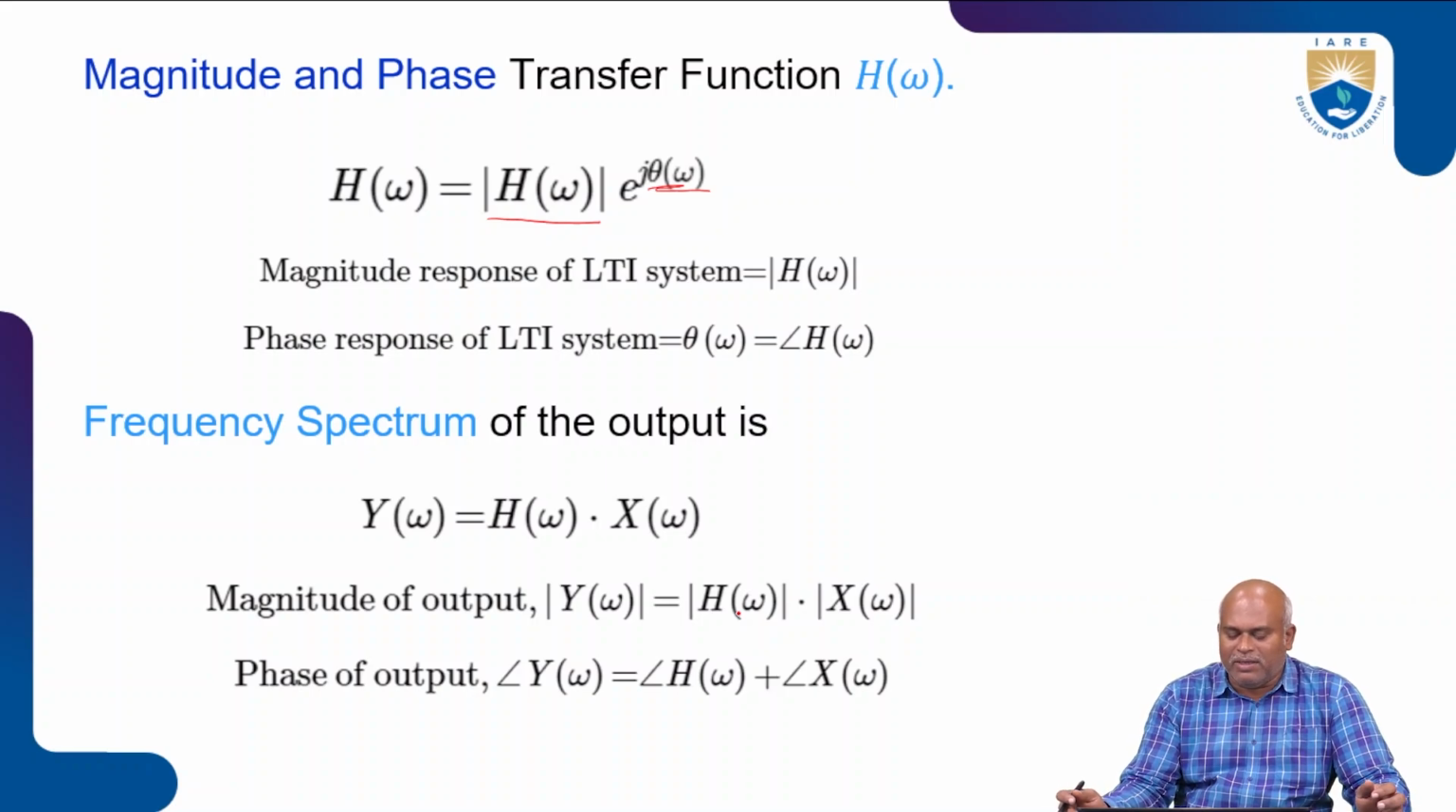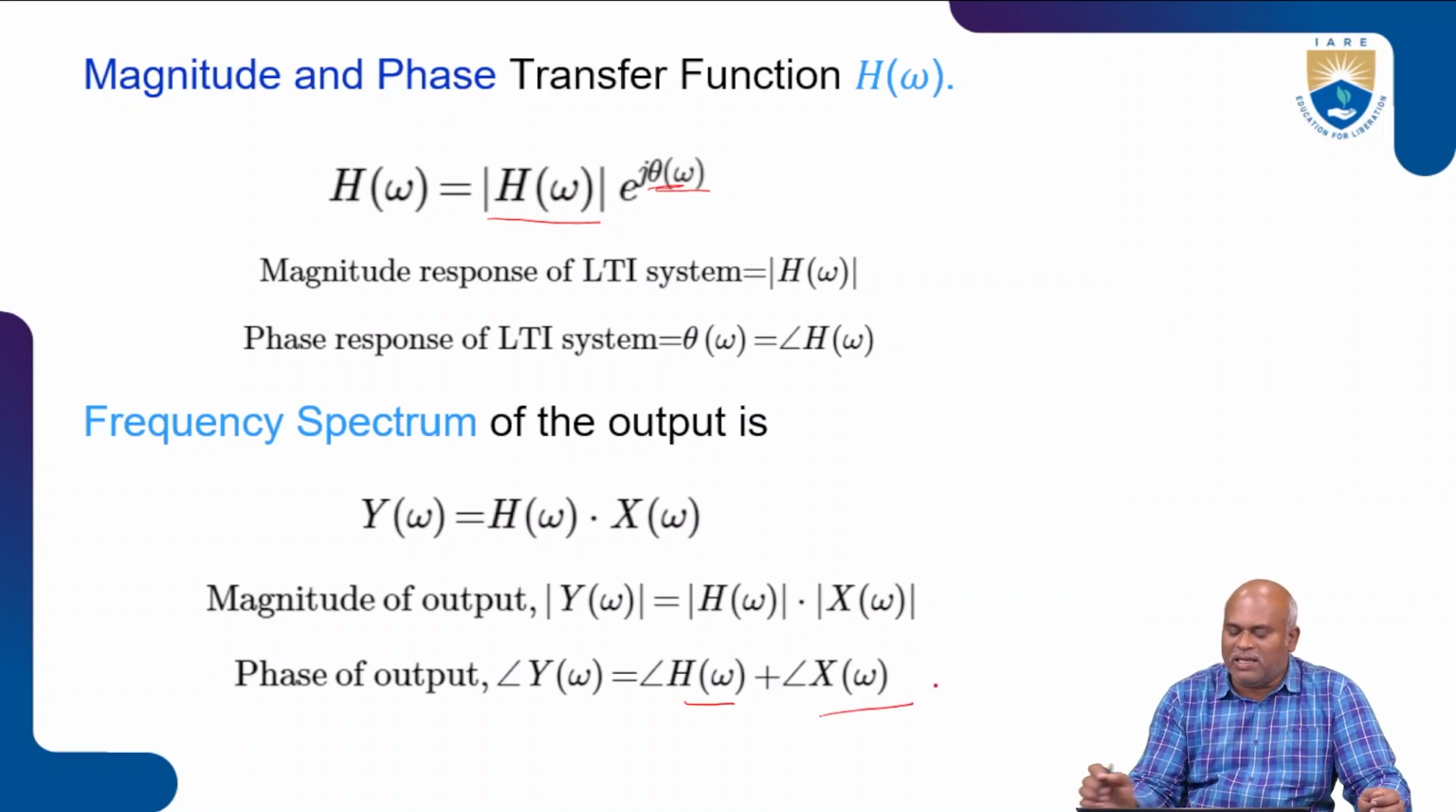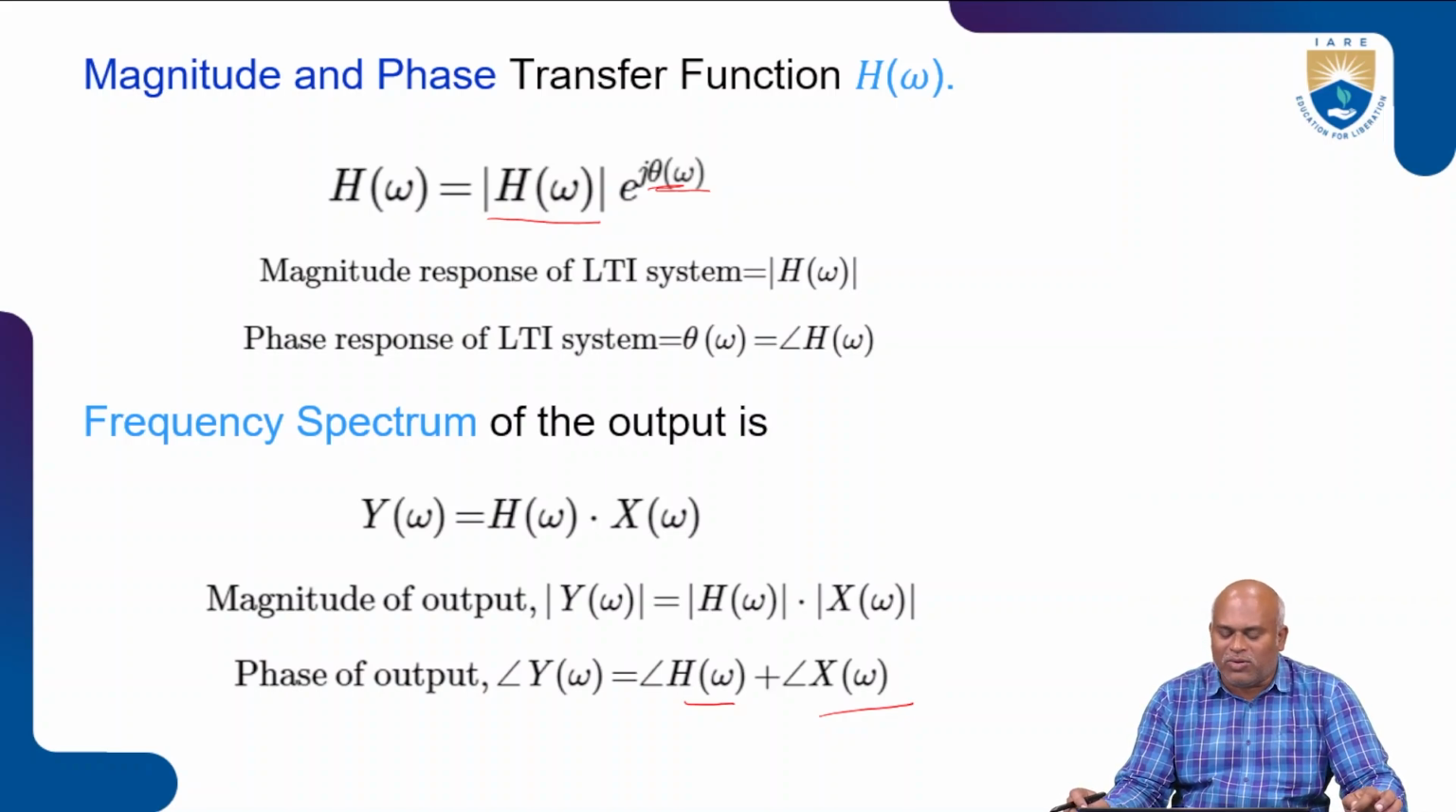At the same time, we go for the phase response also. The phase response of the output signal in the frequency domain is angle of Y of omega is equal to angle of H of omega, that is the system response, plus the angle of the input signal. Both are added together. Then only is it possible to get the phase of the output signal.